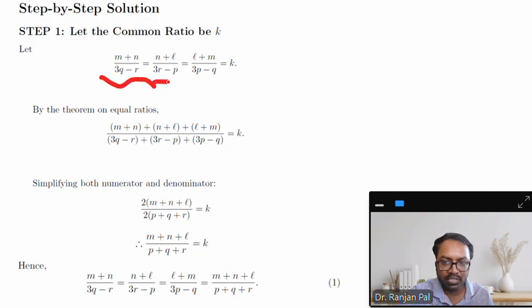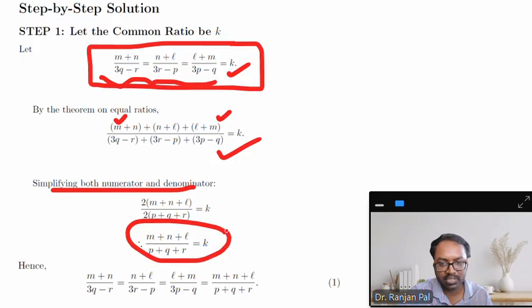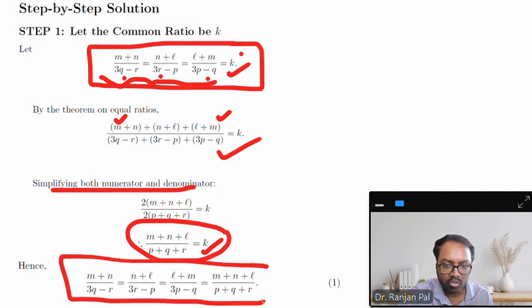So we are given these three ratios in the problem and let this be equal to k. Then by applying the theorem on equal ratios, we can add these three ratios and this is what we get. And upon simplifying both the numerator and denominator, because you see there are terms in common, we arrive at this expression. And thus, since this is equal to k and also these three equations given in the problem are equal to k, ultimately we can conclude that all these ratios are equal.